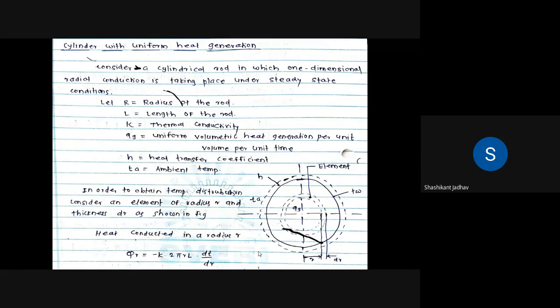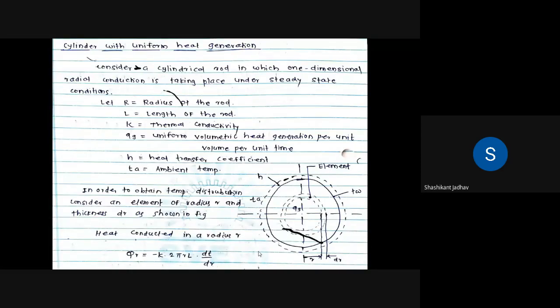One rod is there. In that, one small element having radius r and thickness dr. The outside of the dotted line is heat transfer because of convection, so the heat transfer coefficient is h. Surface temperature is Tw, ambient temperature is Ta. First of all, we have to draw this diagram, and after that we have to write down the information related to the parameters.